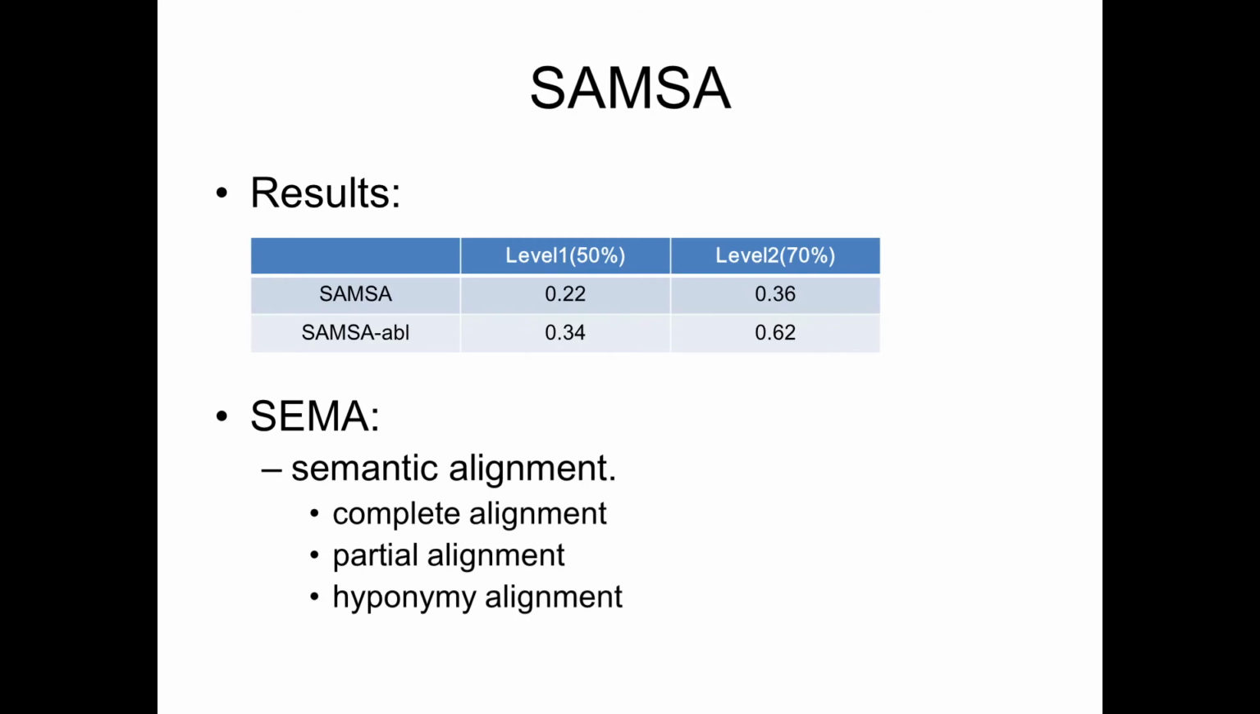The experimental results on English sentences are as follows. It can be seen that the results of level 1 and level 2 are not consistent with human judgment. Based on the characteristics of SAMSA, we propose a TS evaluation indicator, SEMA, based on semantic alignment. Semantic alignment includes complete alignment, partial alignment, and hyponymy alignment.